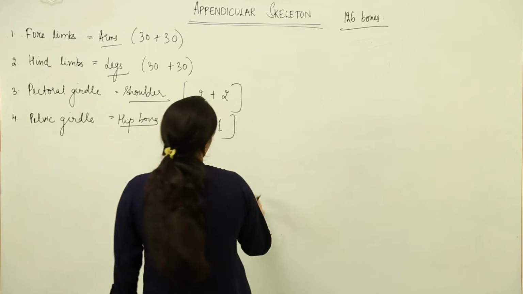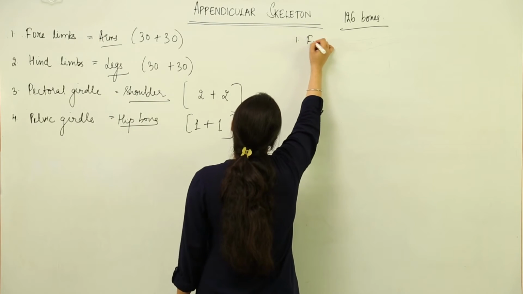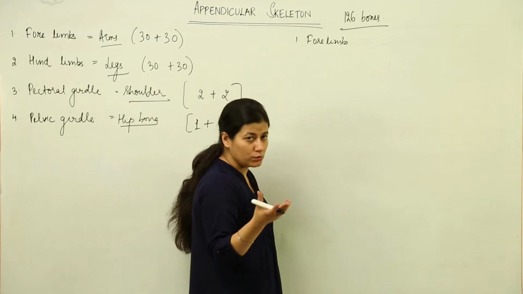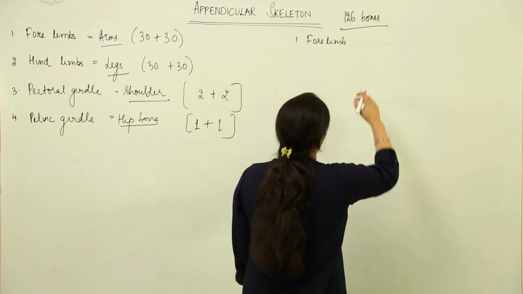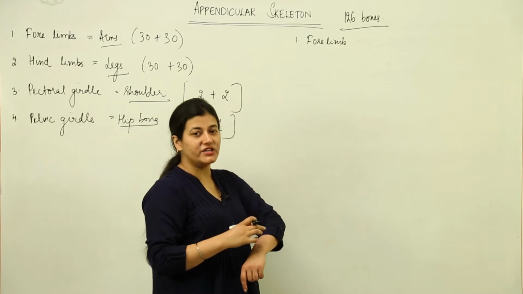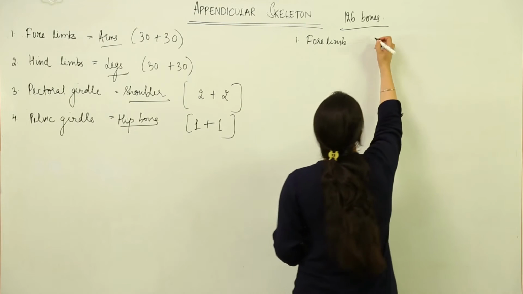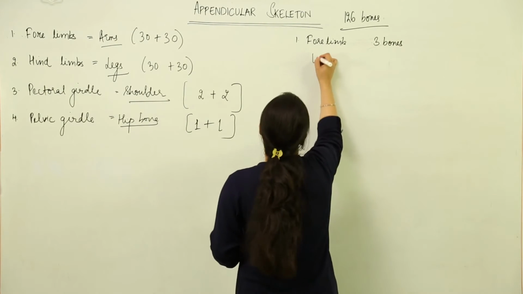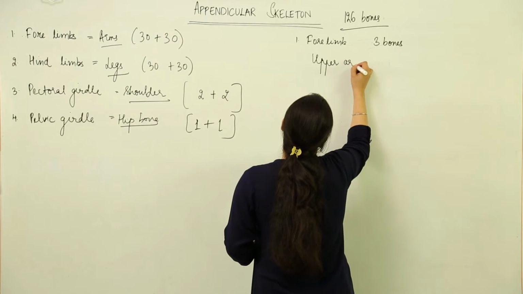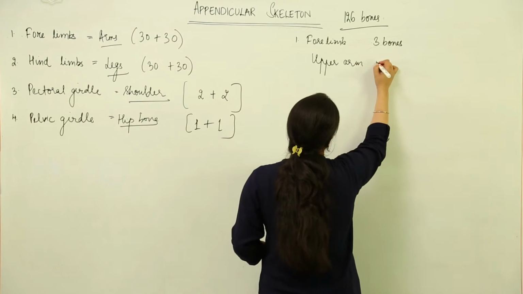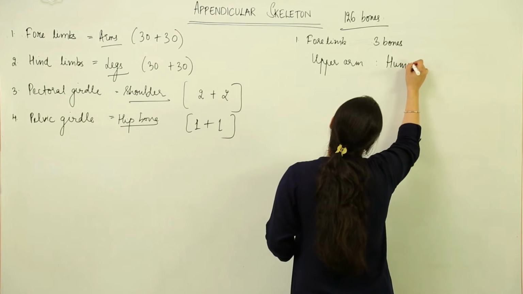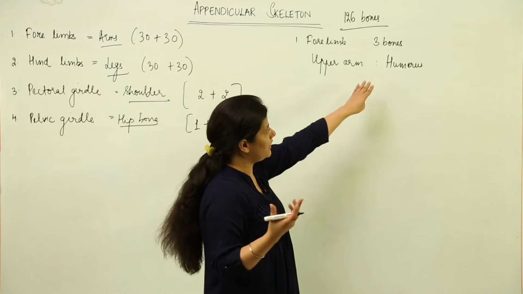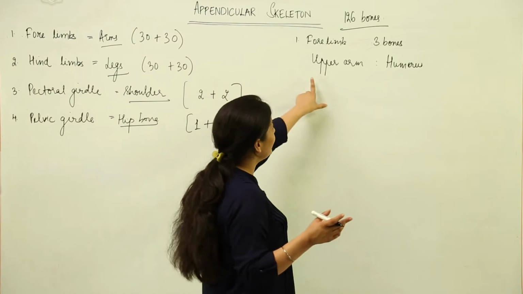Now, when we talk about the forelimb, we have 30 bones. We are going to see one limb, and there are 3 bones in the arm part and 27 in the hand. So we have 3 bones for the arm. The upper arm has the bone which is longer than the others, known as the humerus. This is humerus, not the funny one. So the upper arm is humerus.